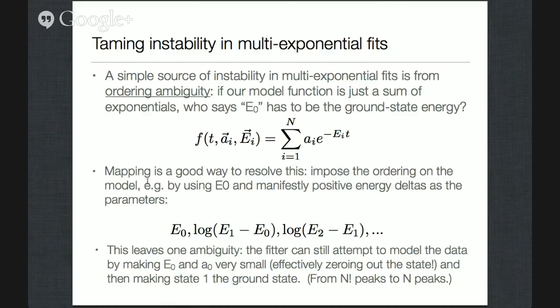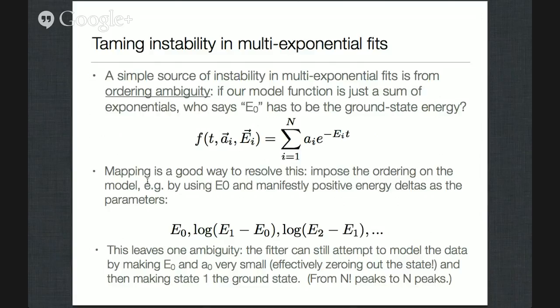You can make a lot of progress in fixing this by using just a mapping. You rewrite your fit function in some way which enforces physical constraints on it, or enforces some kind of ordering. For example, here, instead of fitting these energies individually, I use as my parameters for the model the first energy, and then the logs of the differences of the energies with each subsequent higher state. That removes most of those spurious minima from the probability distribution, just by forcing the states to be ordered in a certain way. It leaves one ambiguity behind.